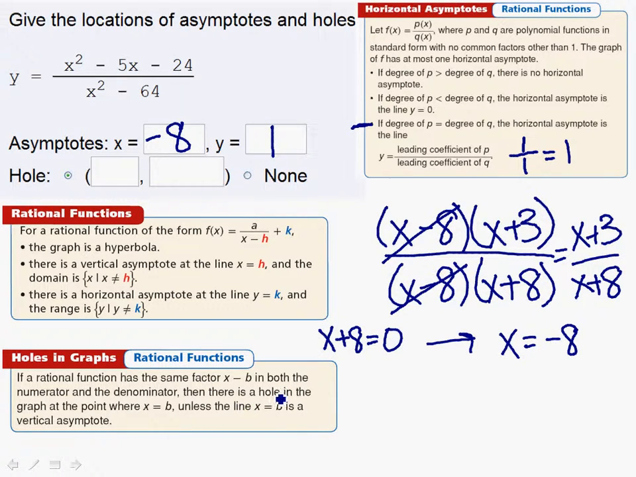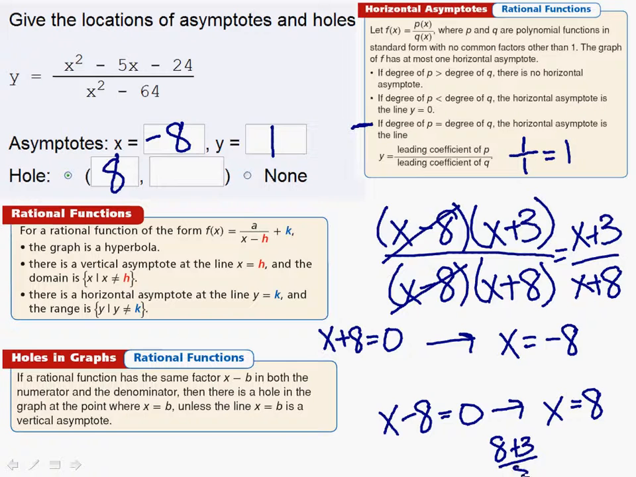For the hole in our graph, we're going to use the factor that canceled out in the numerator and denominator. The one that we divided out was x minus 8. So when x minus 8 equals 0, then x equals 8. That is our x value for our hole. In order to find the y value for our hole, we plug 8 into our simplified expression. So we have 8 plus 3 over 8 plus 8, which equals 11 over 16. So our y value is 11 over 16.